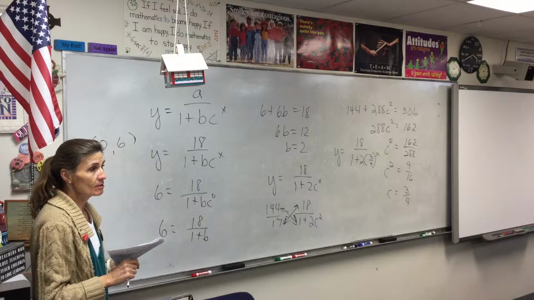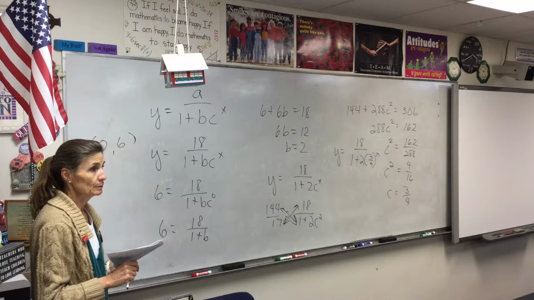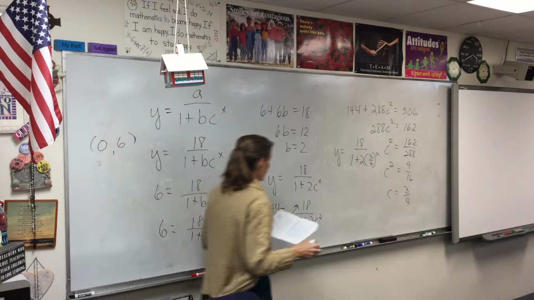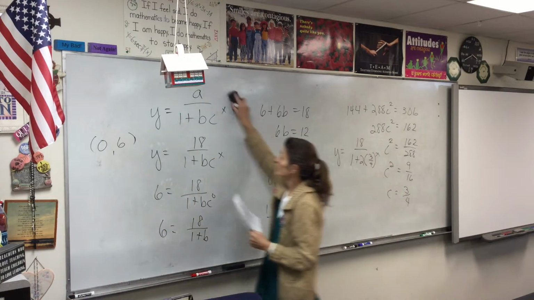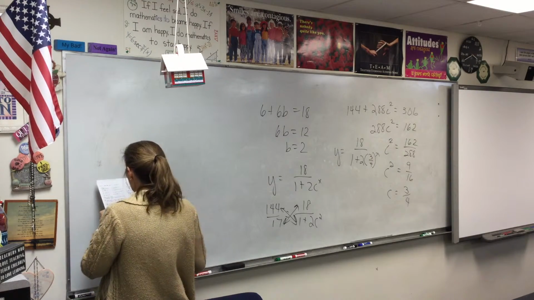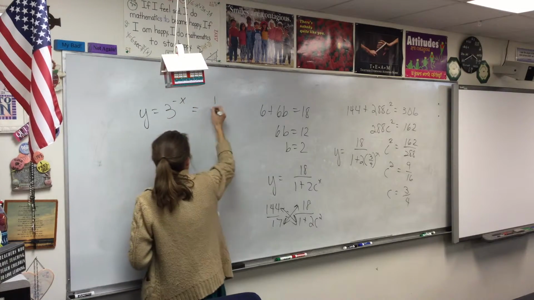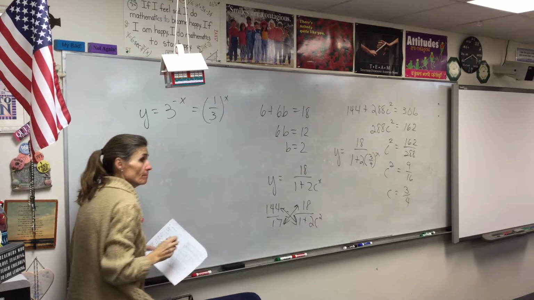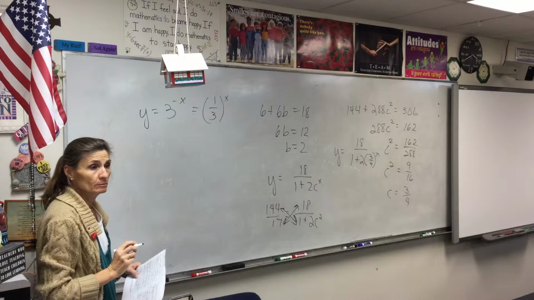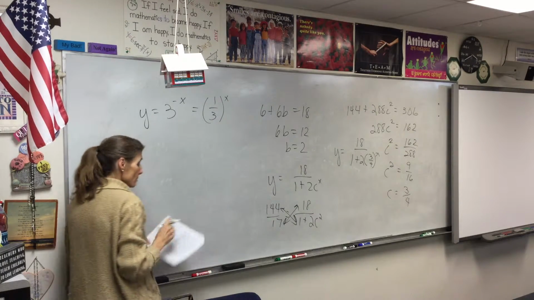Anybody else see anything on this paper? Bailey? Y equals 3 to the negative x. What is another way of thinking about 3 to the negative x? 1 over 3 to the x. Growth or decay? Why is it decay? That number is less than 1.